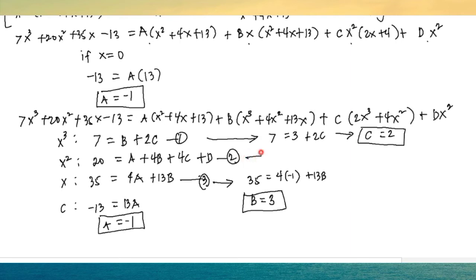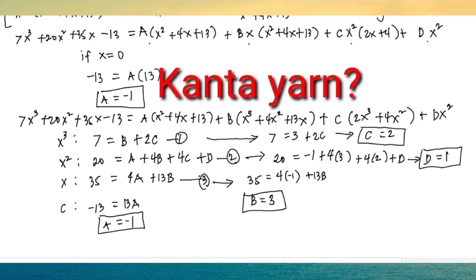Then for equation 2, substitute natin yung A, B, C. So we have 20 here. Yung A is negative 1, B is positive 3, so that's 4 times 3, and yung C is 2, so that's 4 times 2 plus D. So solving for the value of D, we have D is equal to positive 1. So we already have the value of A, B, C, and D.